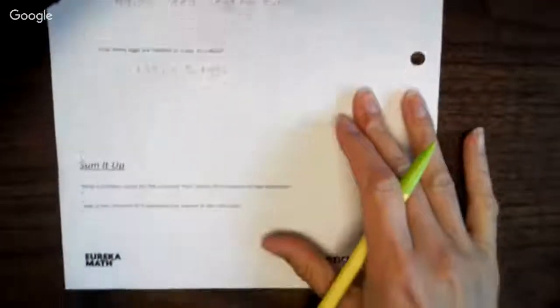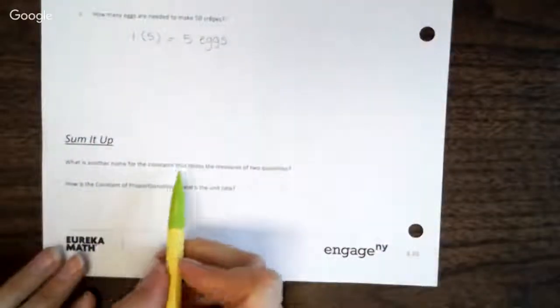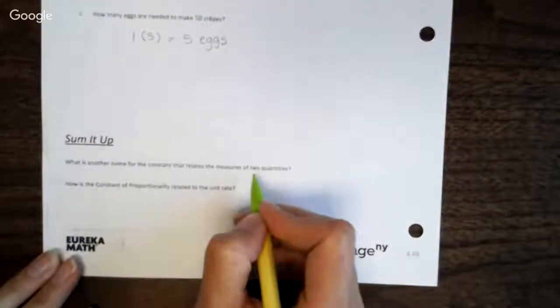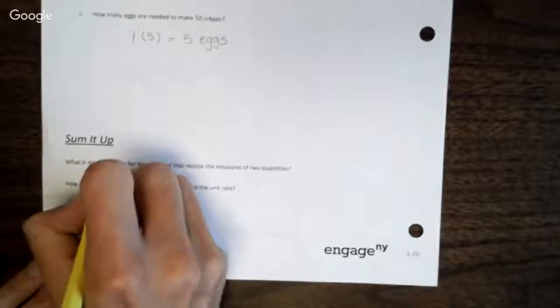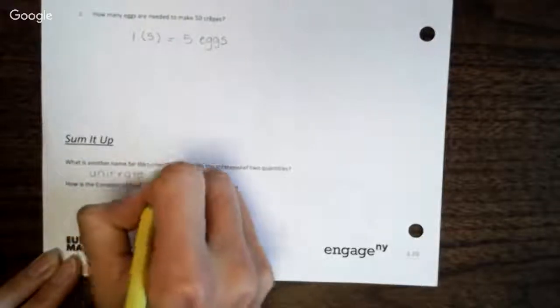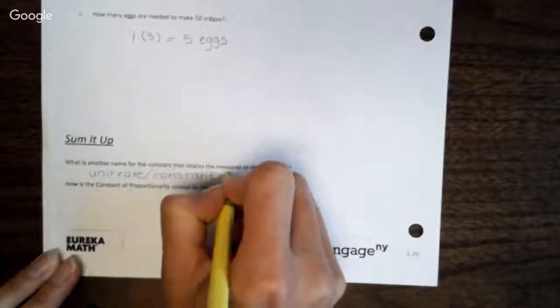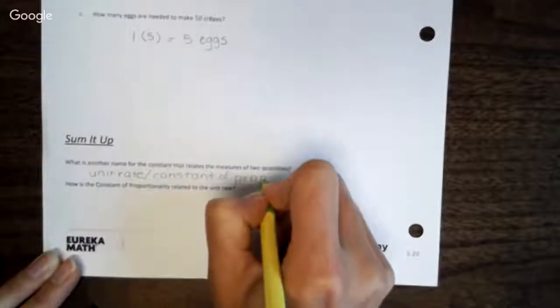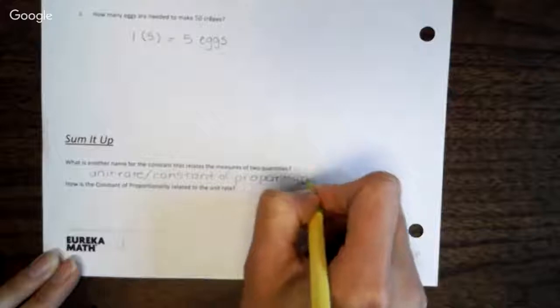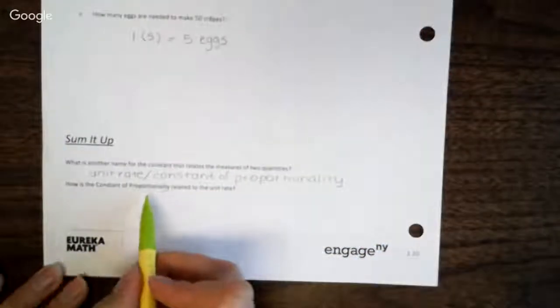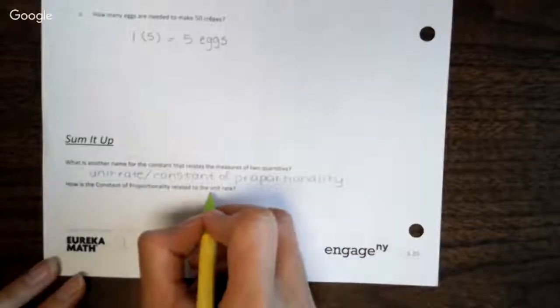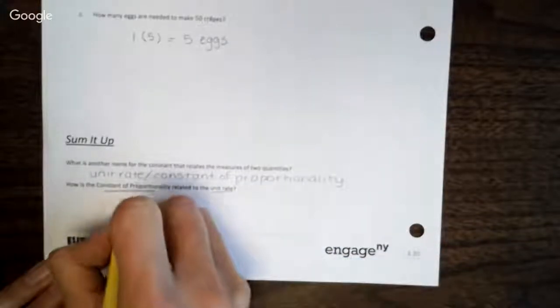All right, so let's sum this all up down at the bottom of the page. It says, what is another name for a constant that measures the two quantities? Well, this is the unit rate, which we also call constant of proportionality. And how is the constant of proportionality related to the unit rate? Well, they are the same thing.